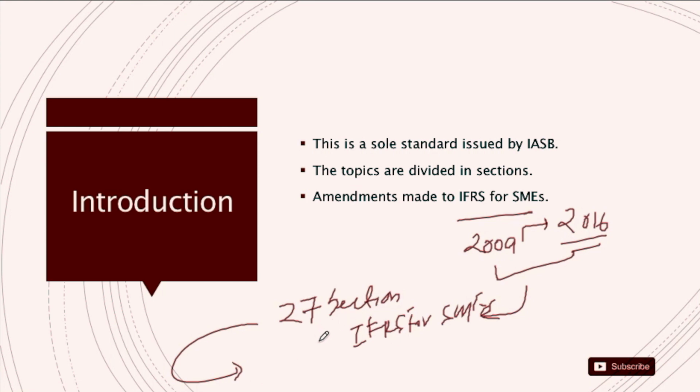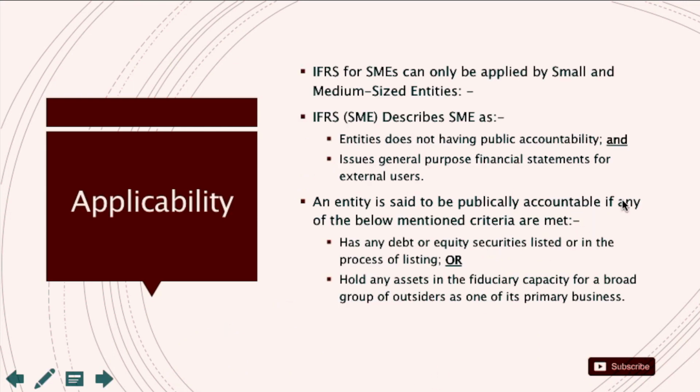They gave a transition date, which means that all accounting periods beginning on or after 1st January 2017 are required to comply with the amendments to the IFRS for SME. Let's move forward towards the applicability of IFRS for SMEs.